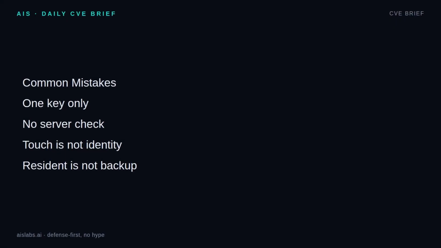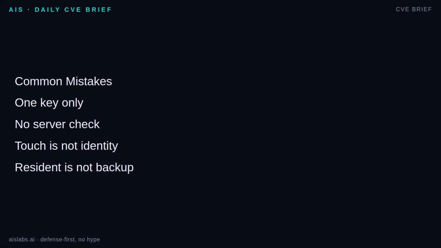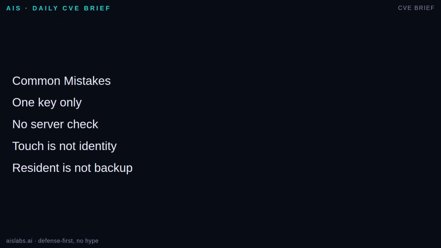The first mistake is enrolling only one security key. Hardware fails, it's lost, gets washed, and gets left at home. The second mistake is assuming every SSH server accepts SK algorithms. Modern Linux usually does. Old appliances, stripped containers, and restricted sshd configs may not.